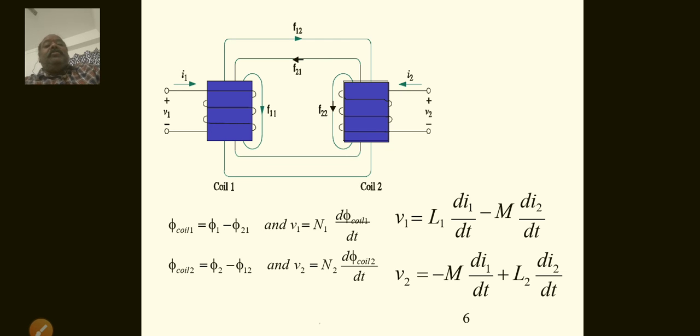Similarly for coil 2, phi 2 minus phi 1 2, because the direction is opposite. So this is phi 2 minus phi 1 2, and V2 is equal to N2 d phi of coil 2 by dt, which is equal to V2 equals minus M di1 by dt plus L2 di2 by dt. This is about the opposing dot convention, where both are in opposite directions.